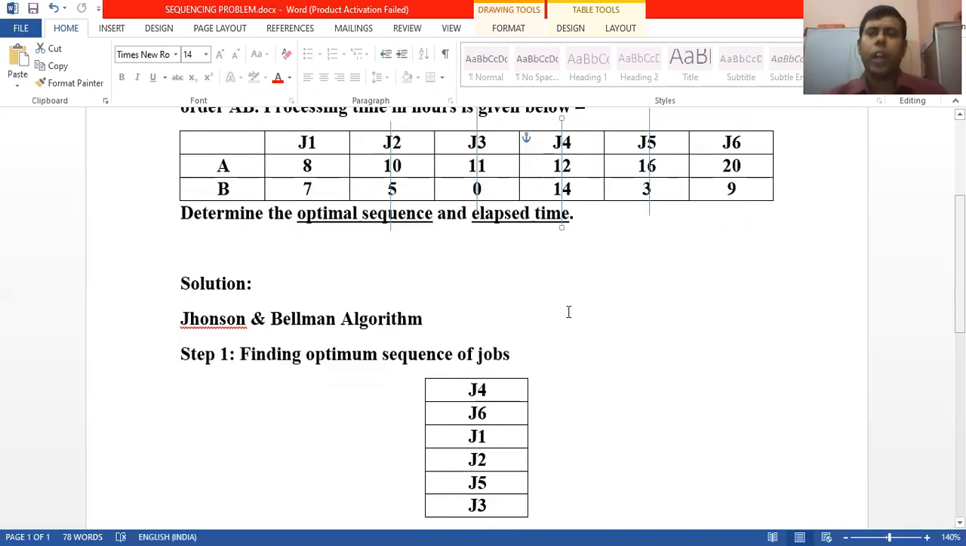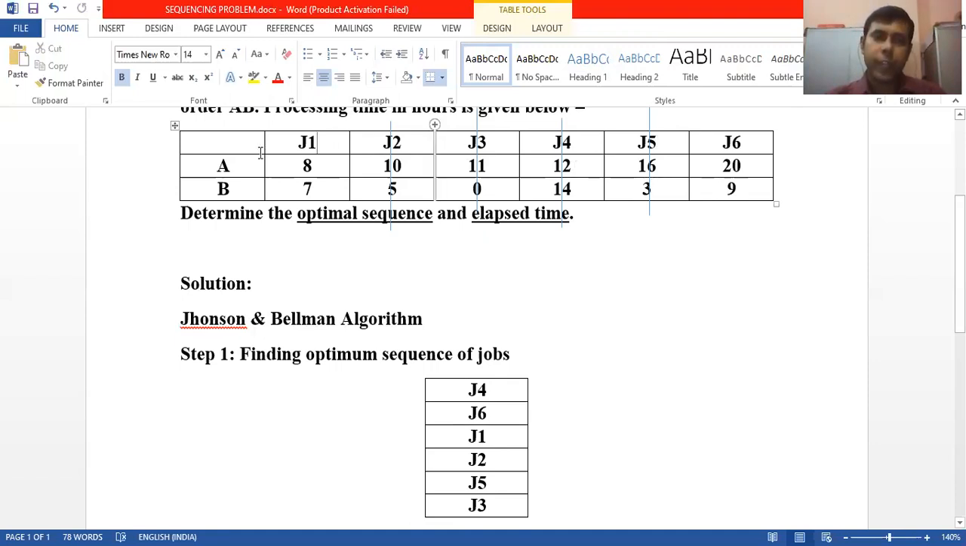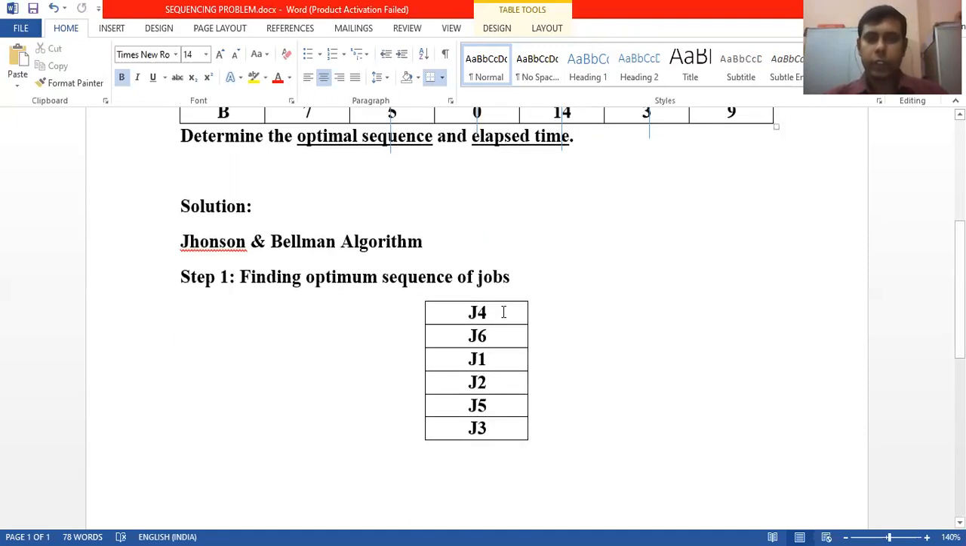Let us note one more thing. Suppose any two jobs have the same possible value. Like suppose you have identified 3 and you get 3 somewhere else as well. So arbitrarily you can choose any of the jobs to be entered, but precisely we prefer to take the jobs which come first. So if you are having a tie between J5 and J1, try to choose J1, right? So we are done with our optimum sequence, which is J4, J6, J1, J2, J5, and J3.